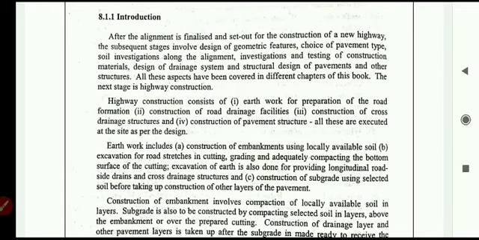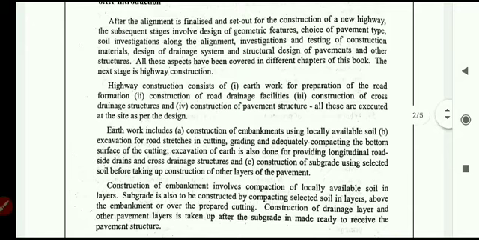In order to construct the pavement structure on the soil surface, the first thing is that the soil surface should be flat or level. In order to make it flat, in order to make it level, we need to perform earthwork. This earthwork consists of either excavation or filling. This excavation and filling mainly depends upon the ground profile or type of the ground strata. Ground profile is nothing but the type of the ground strata.